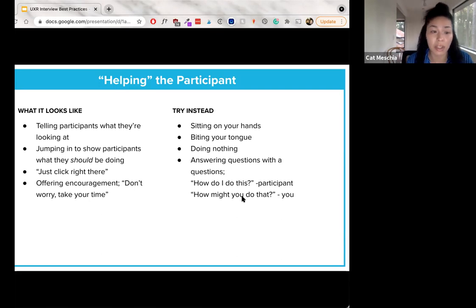So helping the participant can look like telling participants what they're looking at. A lot of times on projects, we have internal names for screens. Like, this is the play and learn screen. All right, well, that definitely means something to you. But now if you're telling the participant what that screen is named without letting them explain what they're seeing, you've already influenced what they think they should be seeing.